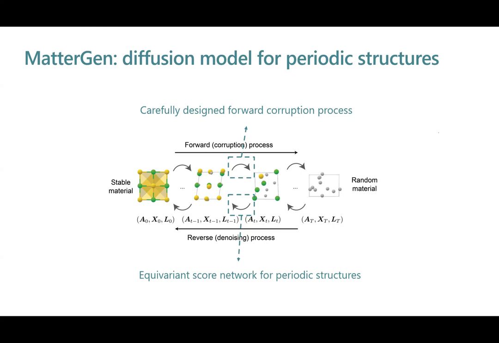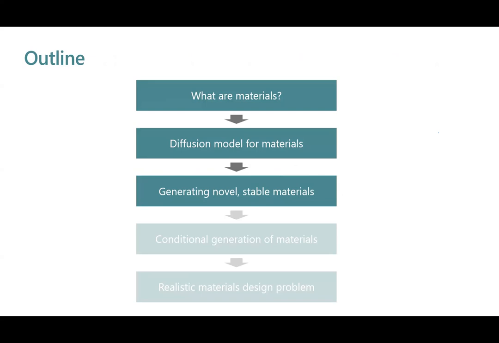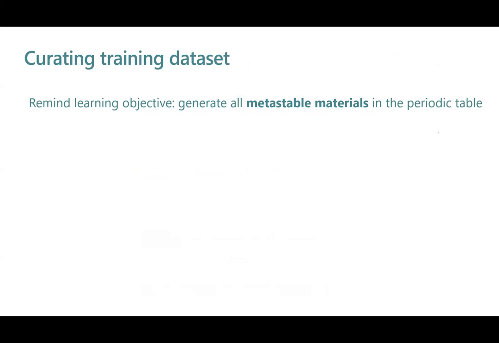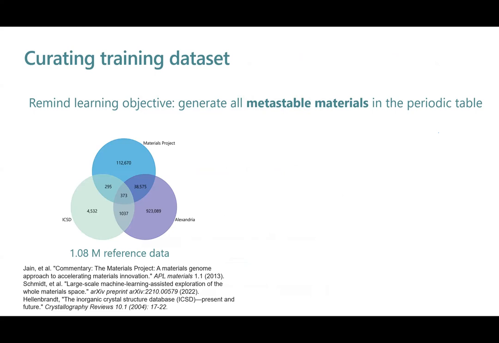Great. Okay, so now let me move on. I think this is the key ML part, and the rest will be more about materials. So now you have this model. Then the question is, how would you train it? That's the key thing. What we do is curate a training data set. Remember our learning objective was to generate stable materials across the periodic table, so we combine three different data sets.